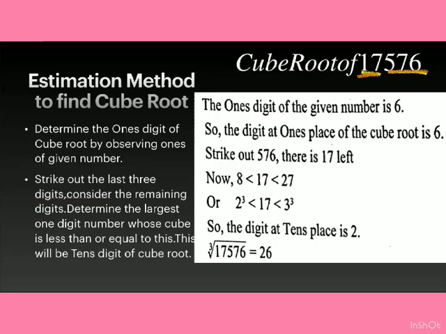Now strike out the last 3 digits, considering the remaining digits. Determine the largest one digit number whose cube is less than or equal to this. This will be the tens digit of cube root. After striking out 576, there is 17 left. And 17 lies between 8 and 27. 8 is cube of 2 and 27 is cube of 3. So the digit at tens place is 2. Now cube root of 17,576 is 26.